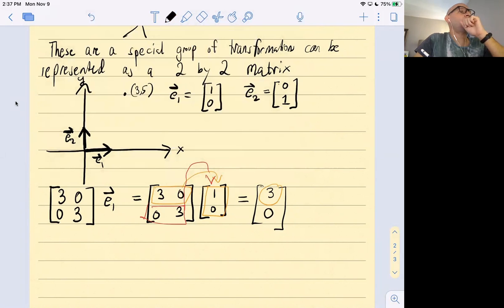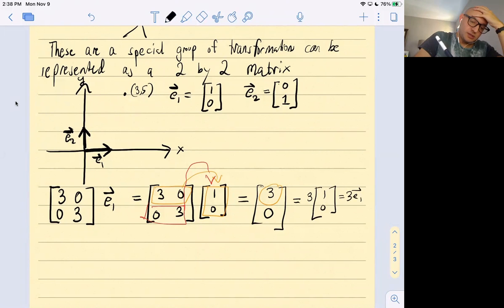Okay. So this just takes the vector 1, 0 and maps it to the vector 3, 0, which is just 3 times E1, because I can factor out the 3 here. This is really 3 times 1, 0. This is really 3 times E1. So what this moved to is: E1 got mapped over here to 3E1.